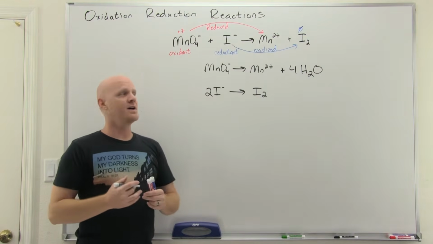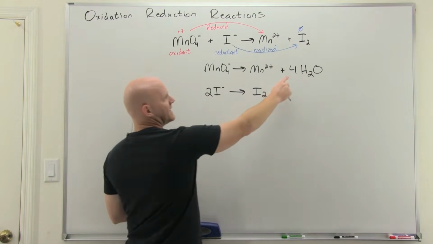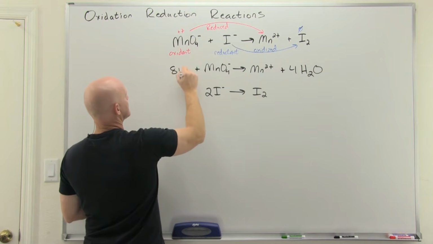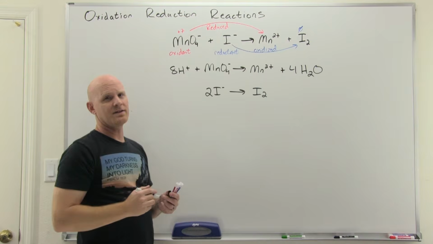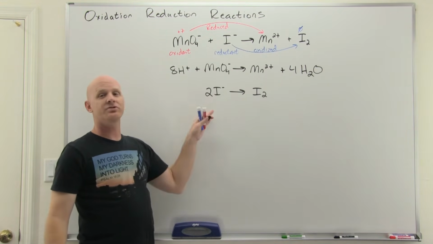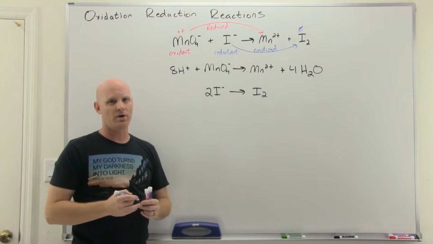Now we'll go balance out the hydrogens. And for the first one, I've got 8 hydrogen atoms on the right-hand side. So I will need to add 8 H plus on the left-hand side. And again, for the second one, we don't have any H pluses to add because hydrogen doesn't show up in this half reaction at all.